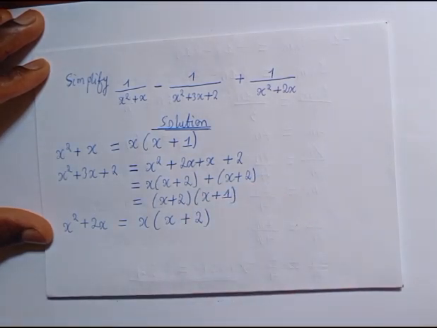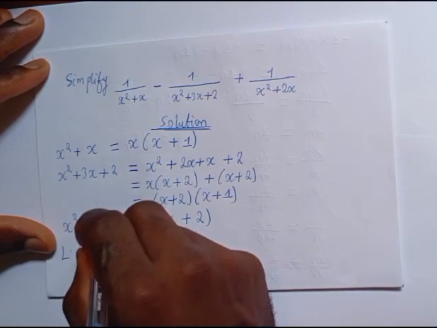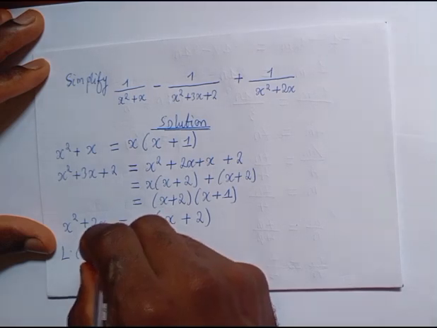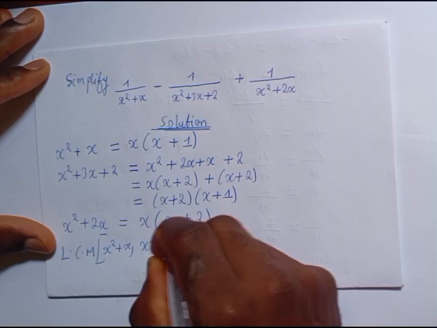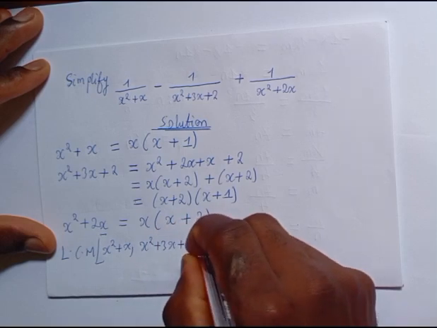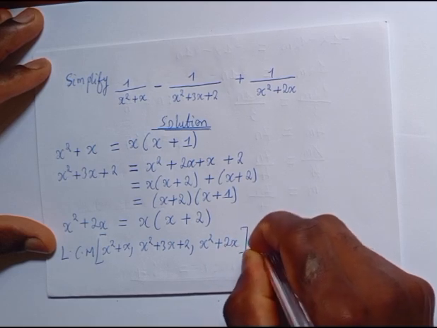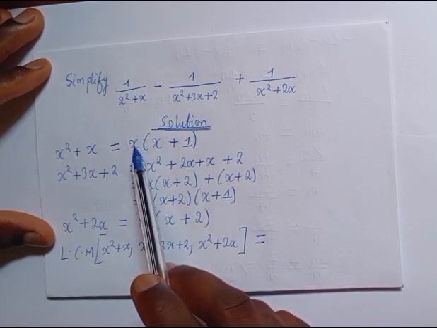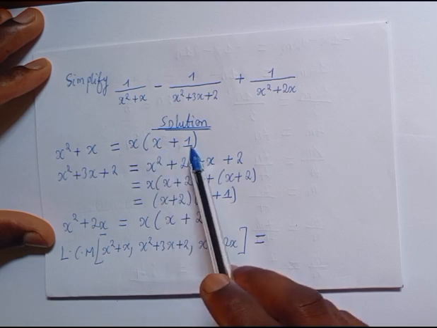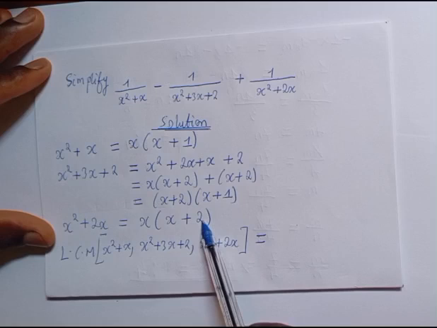Next thing, we need the LCM of the denominators of the three fractions, that is x squared plus x, x squared plus 3x plus 2, x squared plus 2x. This will simply be equal to the LCM of their factorized form, the LCM of x times x plus 1, x plus 2 times x plus 1, and x times x plus 2.